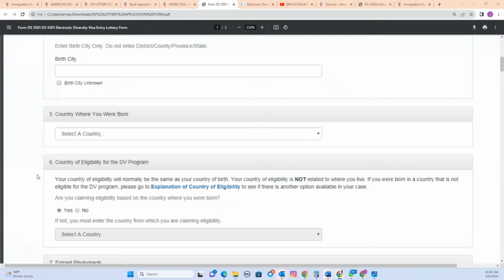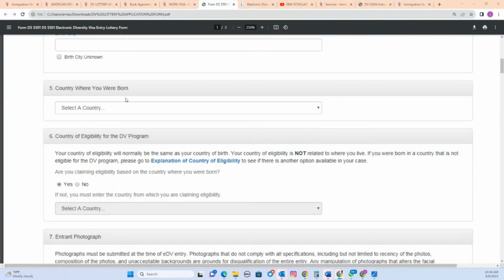What is the common mistake people make here? This year, I have 4 examples of people who made a mistake. They confuse the country where they were born with the country where they live today. They come here and say, oh, I was born in this country, but now I live in, let's say, Sierra Leone, and they put no and put Sierra Leone. That's a mistake. It means you are claiming eligibility of another country. Eligibility is based on the country of birth, with only a few exceptions.